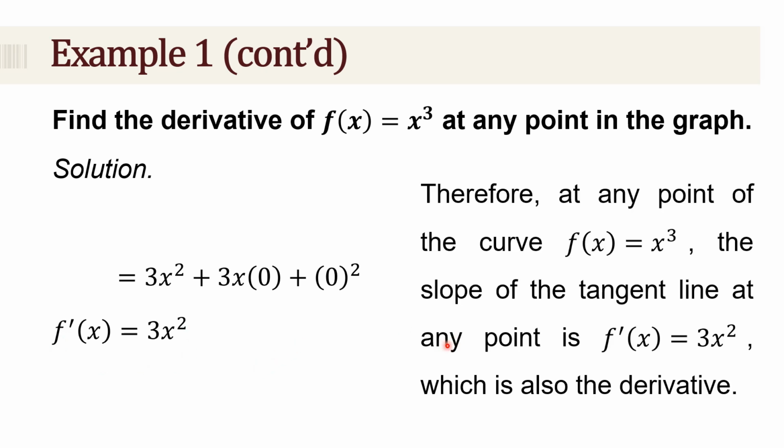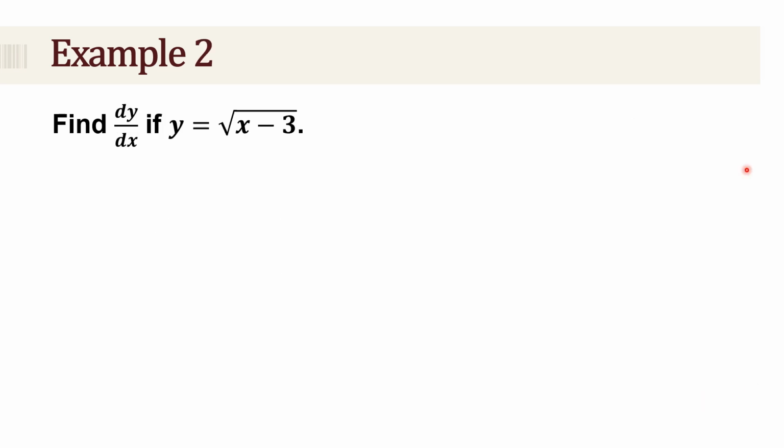Therefore, at any point of the curve f of x equals x cubed, the slope of the tangent line at any point is f prime of x equals 3x squared, which is also the derivative. Now, let's move on to example number 2. Find dy over dx if y equals the square root of the quantity x minus 3. So, ganun ulit, gamitin ulit natin yung definition ng derivative or ng slope of a tangent line.